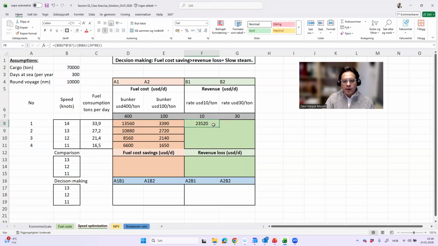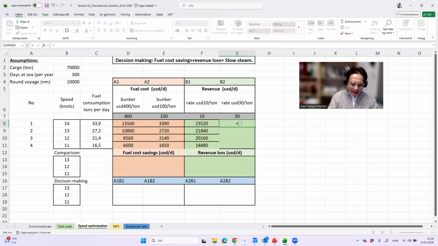This is going to be our revenue per day at 14 knot speed, considering this rate. So we just drag it down. Oops, not from there. We drag it down from here. Then we get our value. Okay, we get the amount of revenue per day, considering $10 per ton.